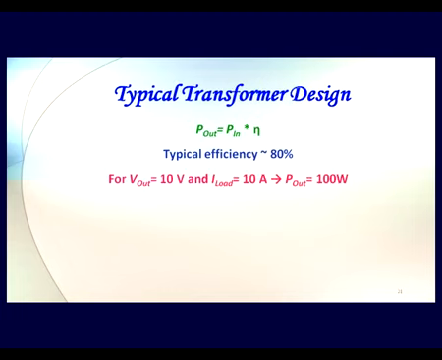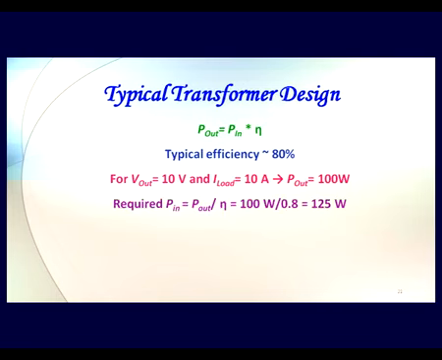So keeping that in mind, if we want to have a transformer whose output voltage is 10 volt and the current that we are going to draw from that secondary of that transformer is, say, 10 ampere, then at output of that transformer, we are going to draw a power of I into V equal to 100 watts. Now, if we consider 80% efficiency, then we require to provide a power of 100 watt upon 0.8, that is 125 watts at the input of the transformer primary.